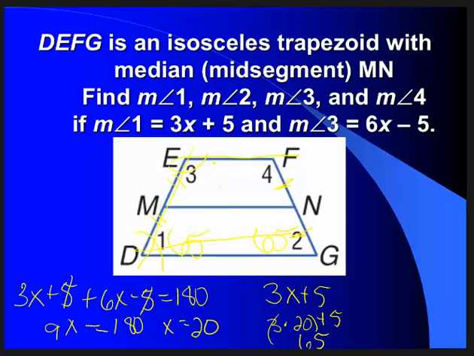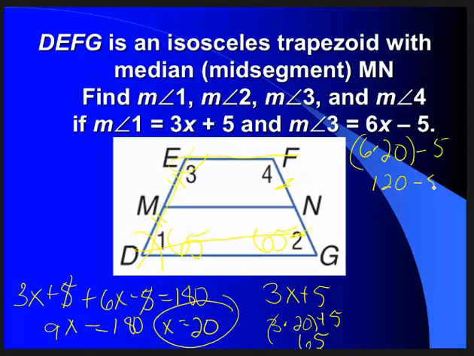Now there's two ways we could figure out angle 3. Can you think of those two different ways? Okay, here's one way. I know that angle 3 is 6x minus 5, so I can plug in that 20 that we found for x down here. Remember to do your multiplication first. PEMDAS. It's 120 minus 5 is 115.